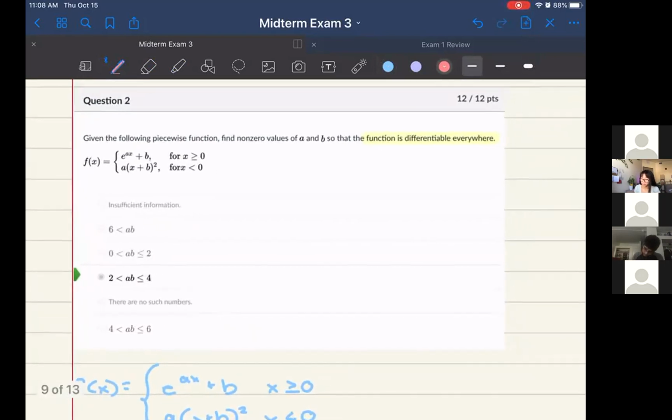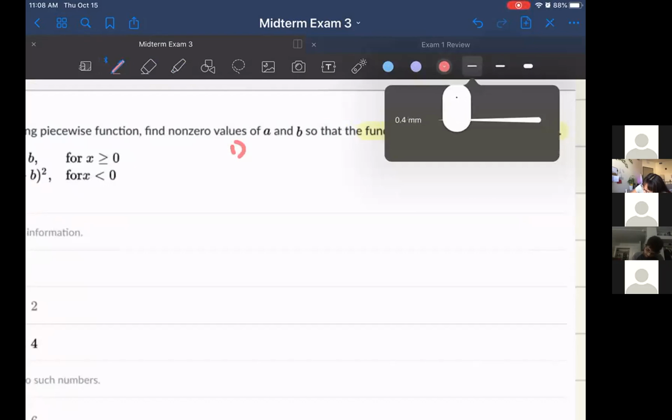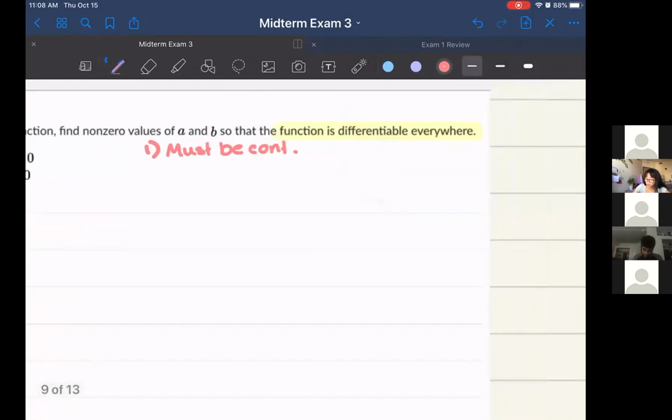So for the function to be differentiable everywhere, we know it has to be continuous everywhere, because to be differentiable, it must be continuous. And to be continuous, the limit from the right has to equal the limit from the left, right? Yeah.